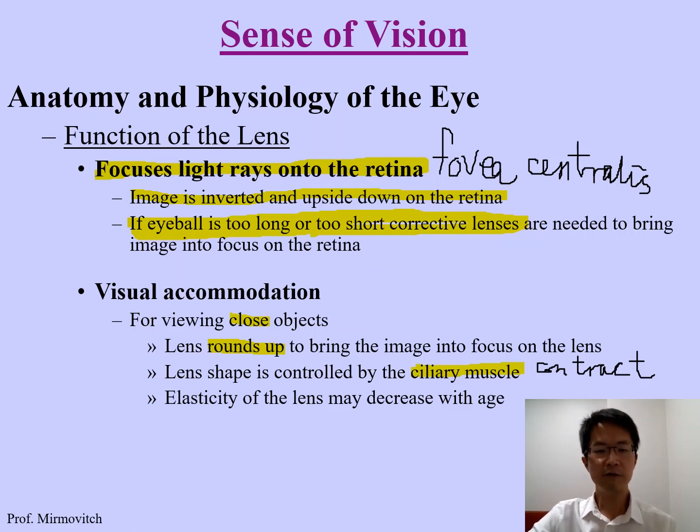On the other hand, if we want to see an object far away from us, the ciliary muscle will relax. When the ciliary muscle relaxes, it will pull away from the lens. When it pulls away from the lens, it will also pull the zonular fiber. When it pulls the zonular fiber, the fiber will in turn pull the lens. When the lens is pulled, the lens will become flattened and thin. Then we can see objects farther away from us.